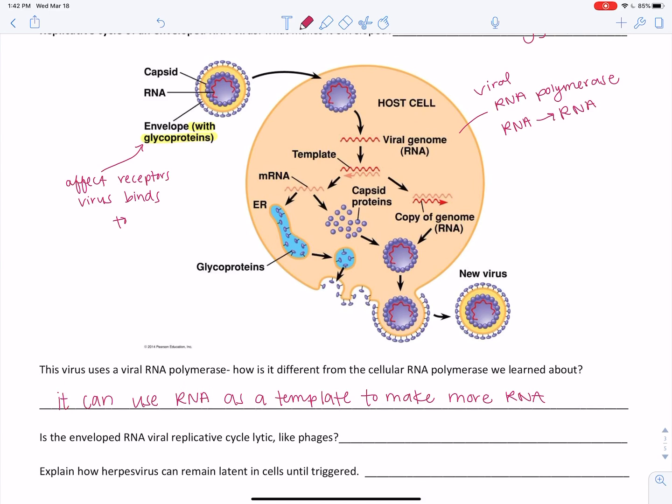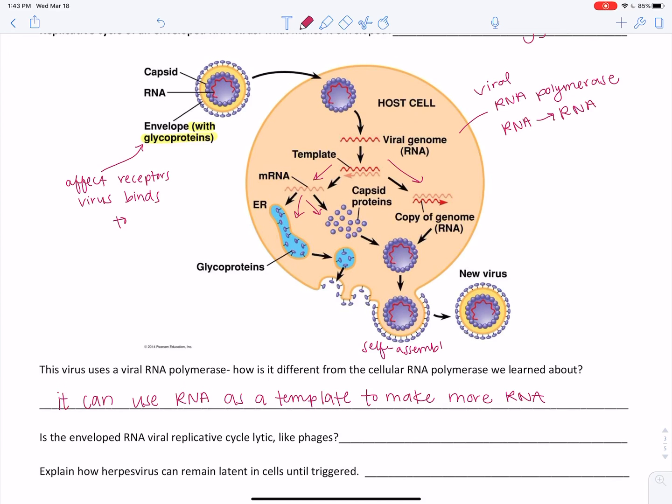So once that viral genome is injected into the cell, it will make mRNA, and then it will translate it into glycoproteins and capsid proteins. So it will use RNA polymerase to make mRNA, and then it will translate those mRNA molecules into capsid proteins and the glycoproteins that the virus needs on the outside of its envelope. The other thing that it will do is make another copy of the RNA genome so that it can make a lot of copies of the RNA genome that can be used in the production of the new virus. So then what happens is, as this all is happening, we see self-assembly over here.